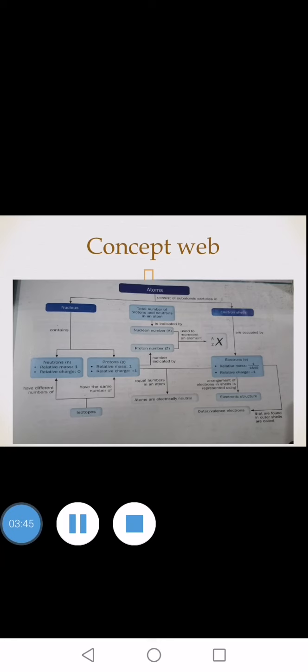What is an isotope? The last topic of this chapter is isotopes. Isotopes can be defined as atoms that have the same number of protons but different numbers of neutrons. If any atom has the same number of protons but a different number of neutrons, we can call them isotopes of one atom.